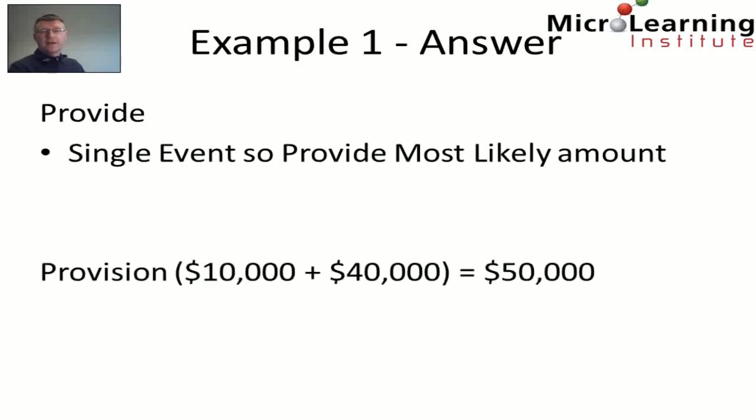So in this scenario, the provision would encompass the $10,000 in legal fees plus the $40,000, which is the more likely amount. It's 70% likely that we'll end up paying $40,000. So the $10,000 plus $40,000, our entire provision totals $50,000 in this instance.